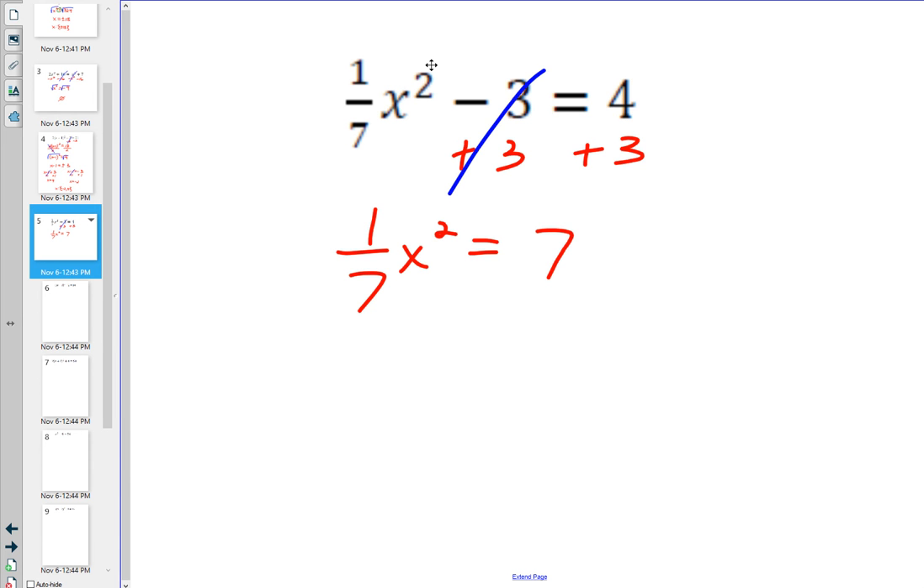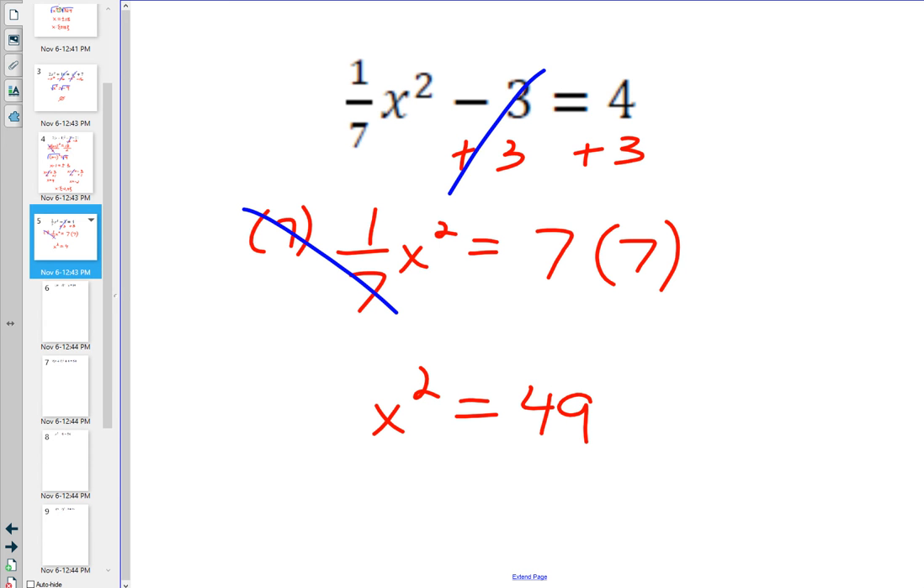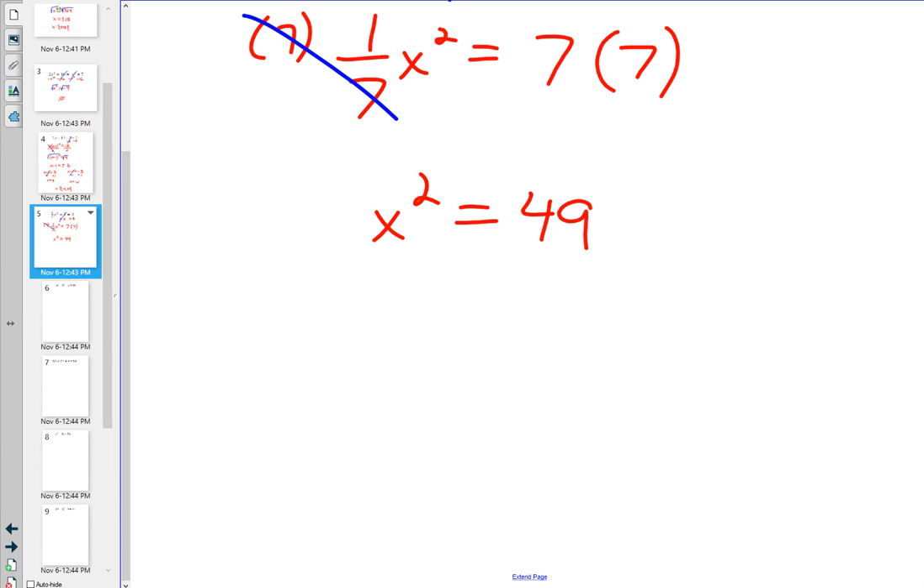So you should have learned already that the opposite of multiplying times a fraction is multiplying by the reciprocal. What is the reciprocal of 1 over 7? Also known as 7. So times 7 times 7 cancels out. All the children rejoice because x squared is equal to 49. The time has finally come to get rid of the square.